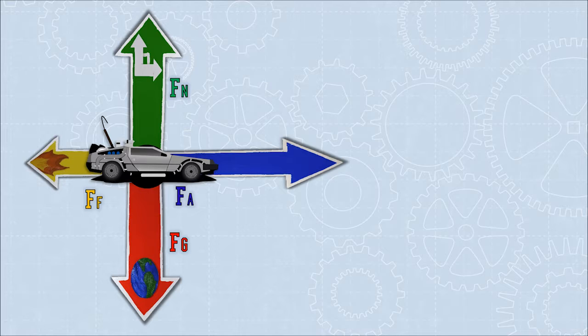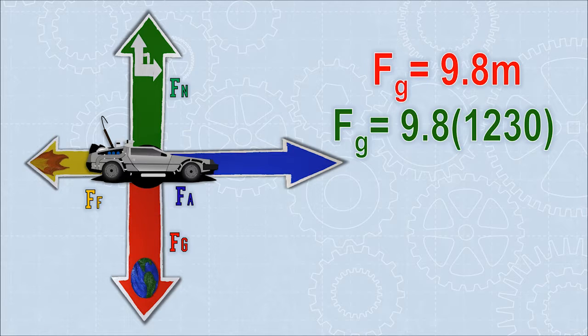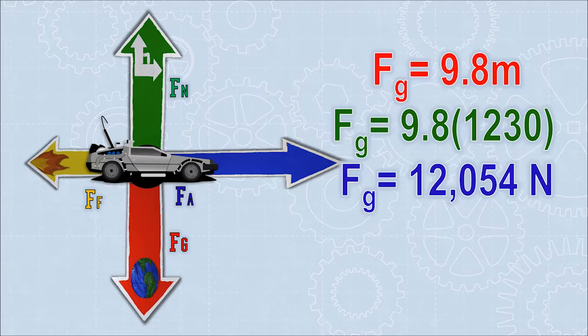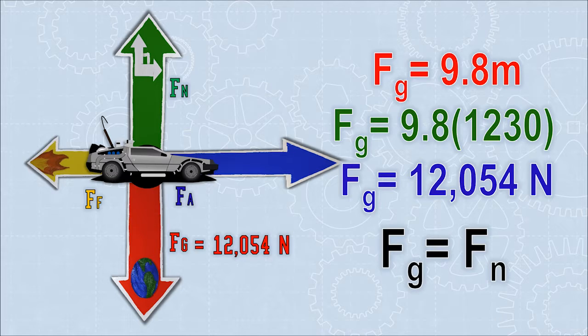My horizontal forces are unbalanced. I'm applying more force forward than friction is pulling back. Some of these forces can be calculated. For example, if I know the mass of the DeLorean, according to Google, 1,230 kilograms, I can calculate the gravitational force by multiplying by 9.8, the gravitational force constant here on Earth. Since my vertical forces are balanced, I know that my normal force is also 12,054 newtons.